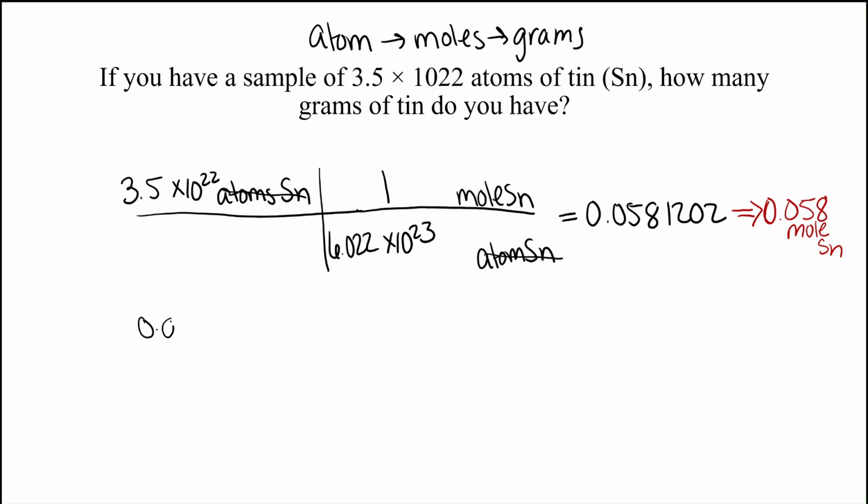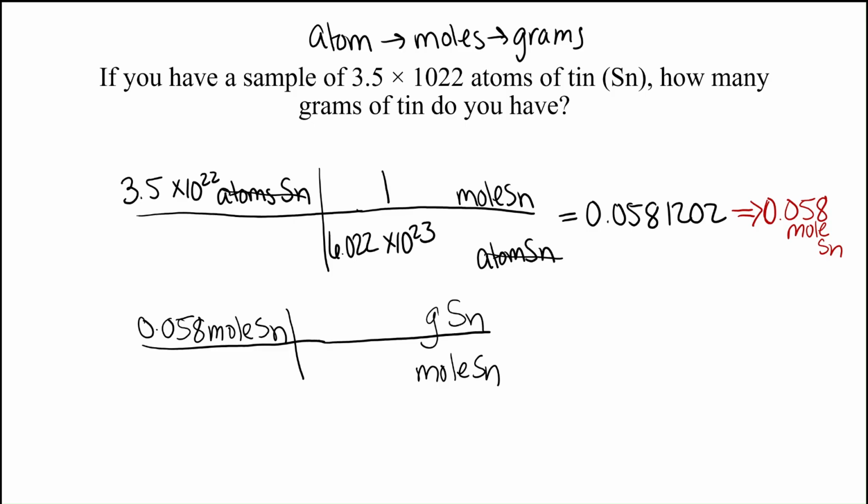So we've got that 0.058 moles of tin. Again, we're going to let our units guide us, so moles on the bottom. And in this case, we're going to go to grams of tin. So grams is going to be on the top. So again, we need to consider what conversion factor is going to go here. And this one's going to be the molar mass.